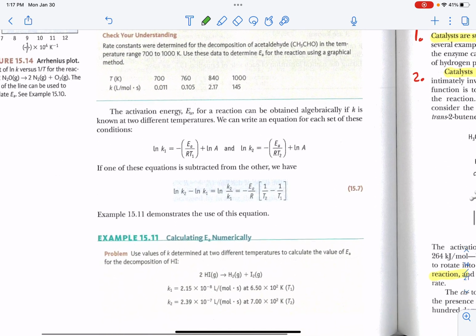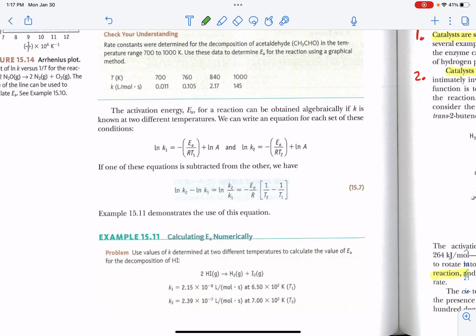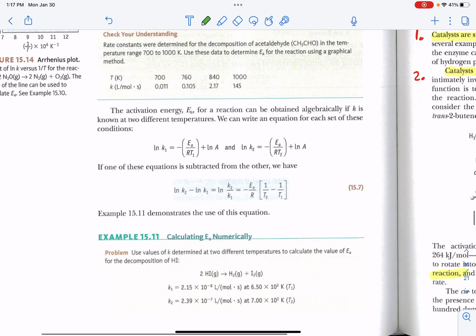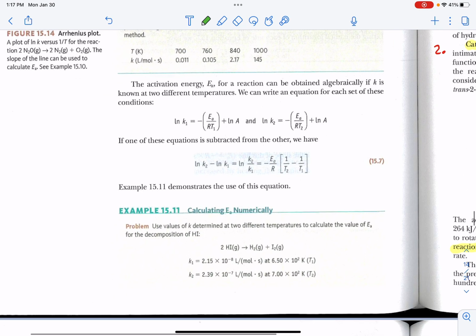Let's see. Here's another variation of that equation.